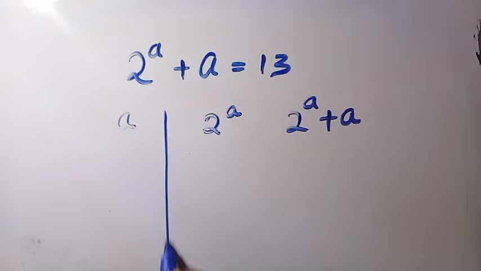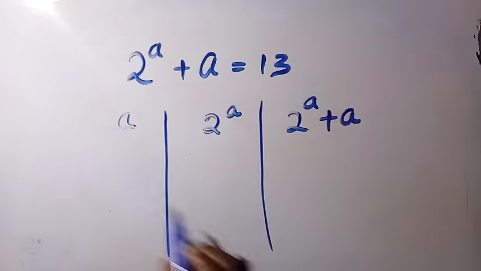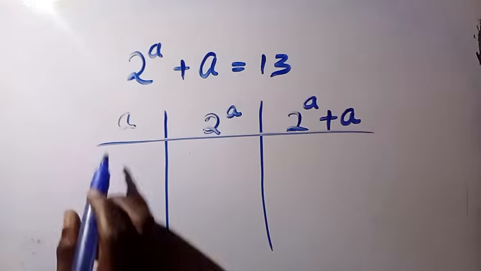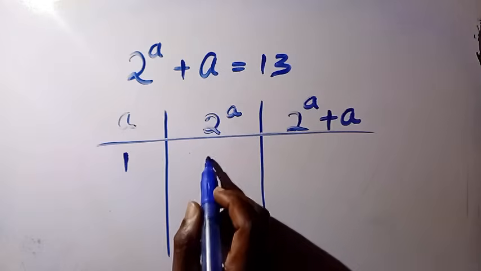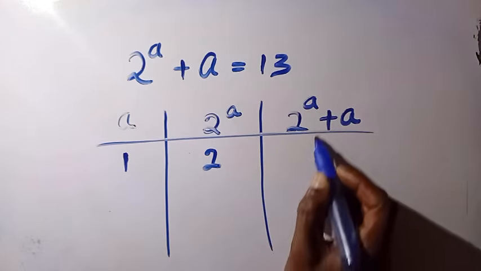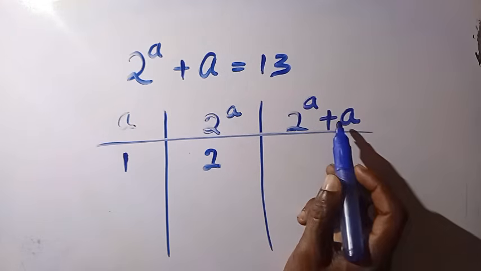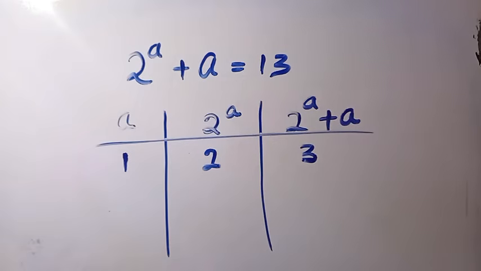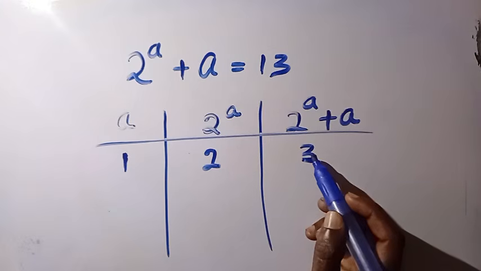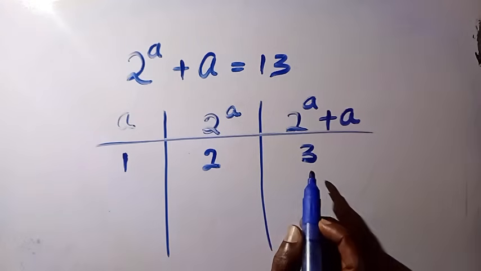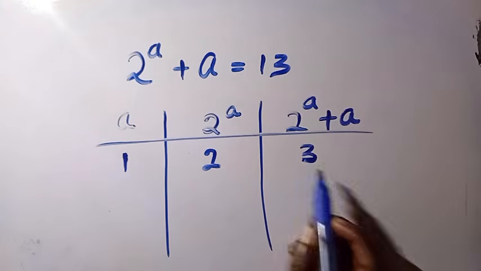So let's try to make it in a tabular form. Assume that we have a equals 1. So 2^a becomes 2, and this becomes 2 + 1, that is 3. And we're aiming for 13, so this is far below 13. It's very small. So if a equals 1, we get 3.